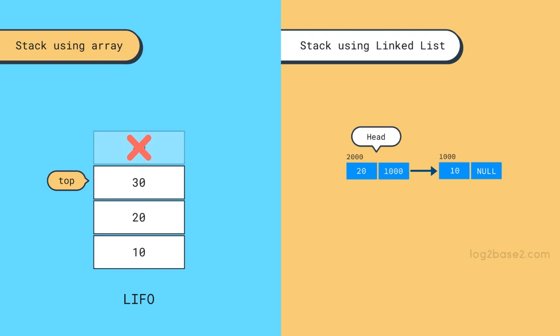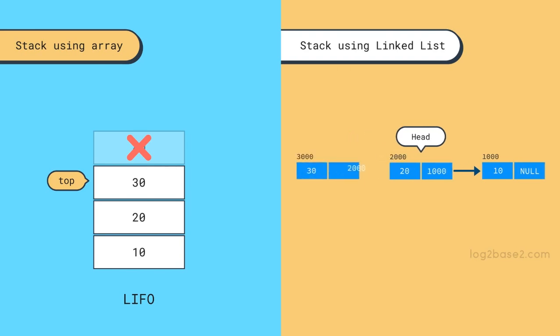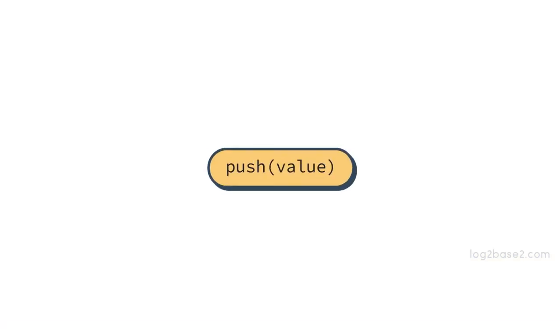And what is the solution to this problem? The solution is we can implement the stack using a linked list. In a linked list, we can change its size at runtime. So let us see how to perform push and pop operations when we implement a stack using a linked list. We should create the linked list in the reverse order so that the head node will always point to the last inserted data, which will be the top of the stack.